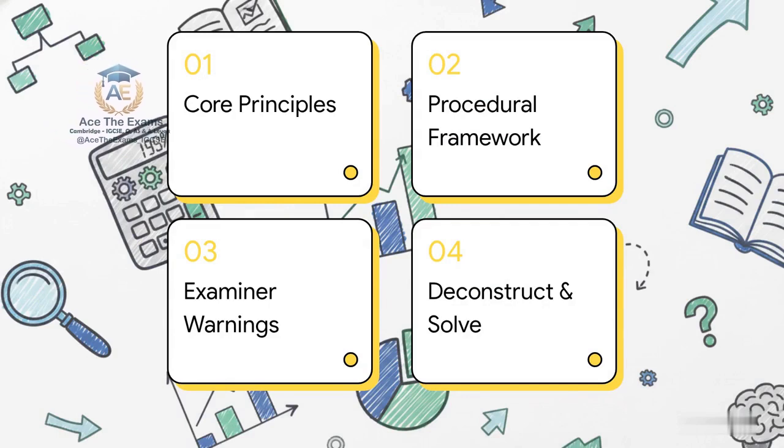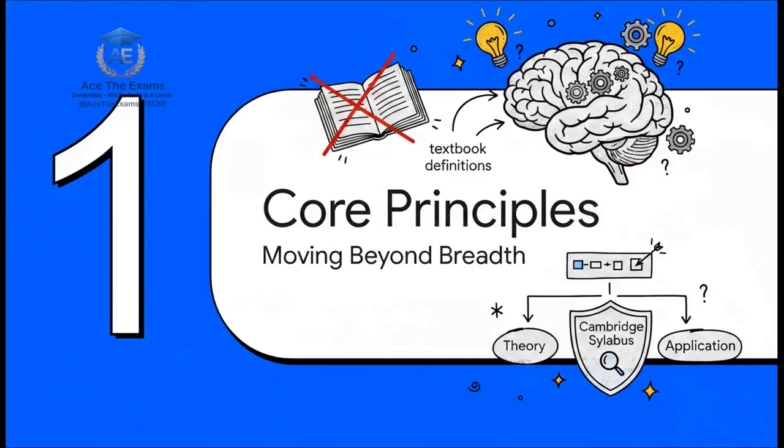Our highly structured roadmap today is: 1. Core principles, 2. The procedural framework, 3. Top examiner warnings, and 4. Deconstruct, solve, evaluate. Starting with Section 1, Core Principles, moving beyond superficial breadth.